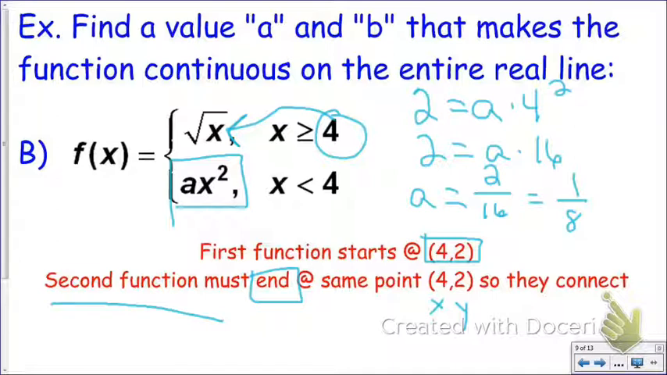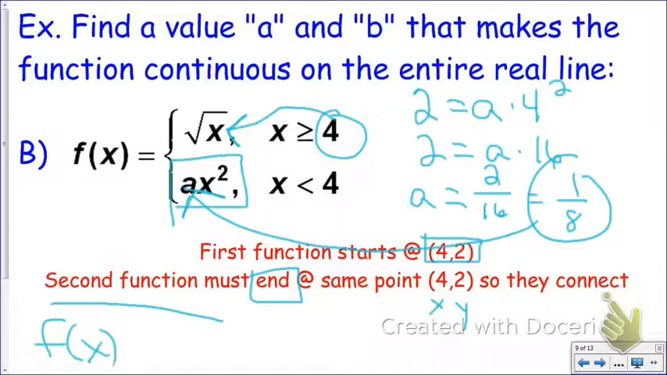So the function that would piece together with the square root of x in order to make our function continuous would be f of x equals 1/8 x squared when x is less than 4. So our a value is equal to 1/8. You can take these functions, plug them into your calculator, and because of all of the algebra that we've done, they will connect and be continuous. We have one final example, and then we'll talk about the intermediate value theorem.